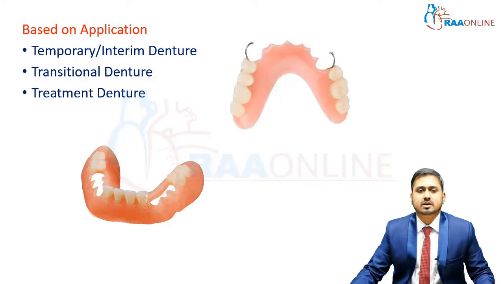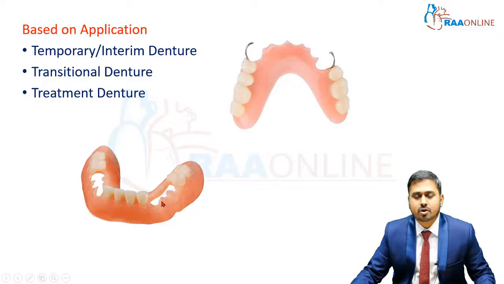Whereas your transitional denture, as seen in the image, is designed in such a way that additional teeth in an artificial form can be added at a later stage once the extraction for that particular patient is done. Then you have another type, which is your treatment denture. It's nothing but a denture which will carry your treatment material, something like a soft liner, to treat the abused tissues in the denture bearing areas.